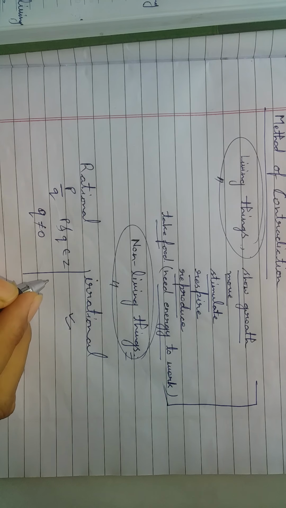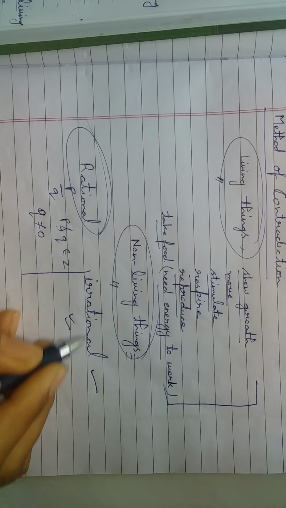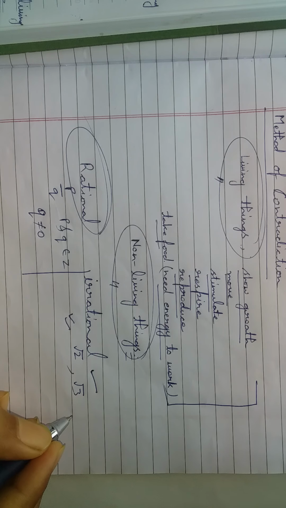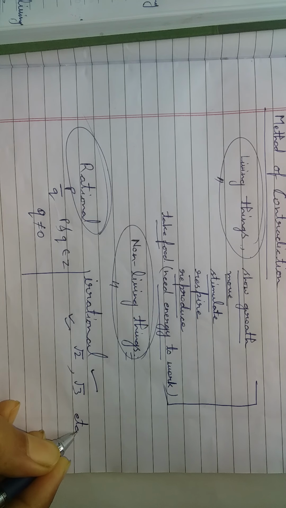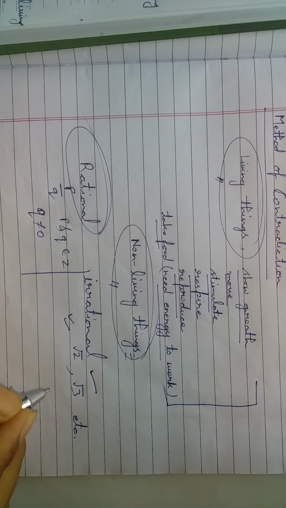For any real number, if it is not rational, then it will be what? Irrational. Like root 2, root 3 and others. Now we are ready to prove the irrationality of a number.